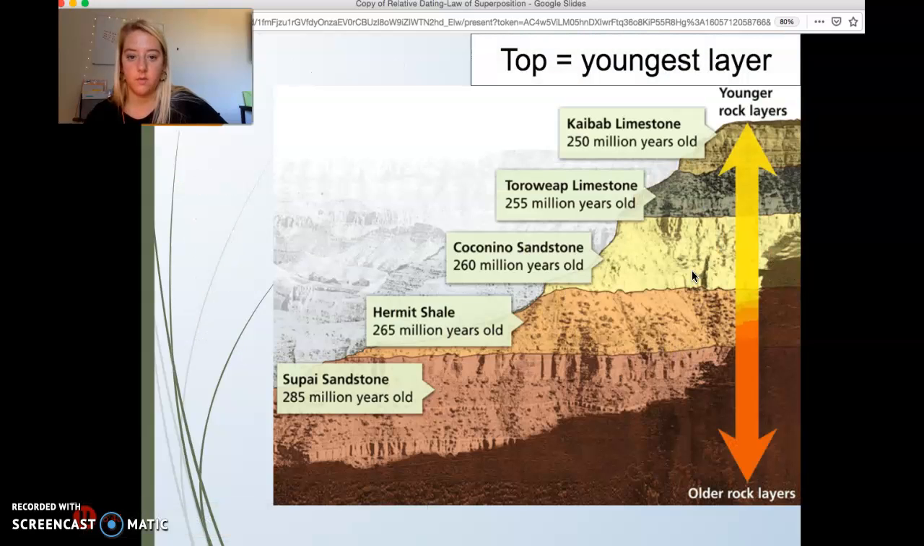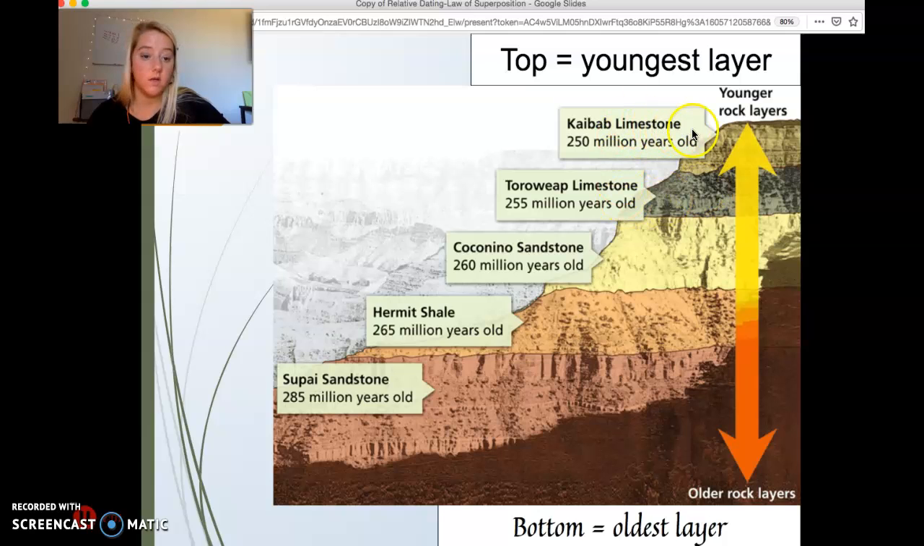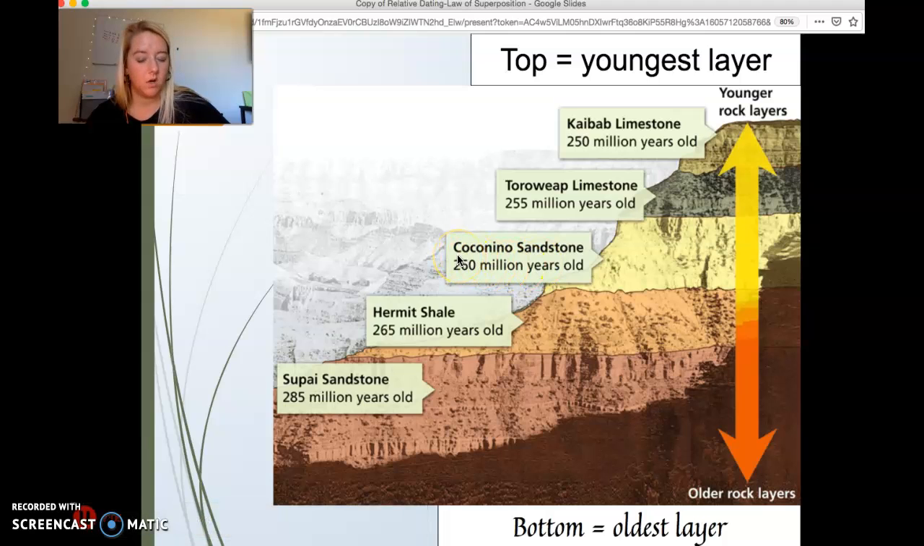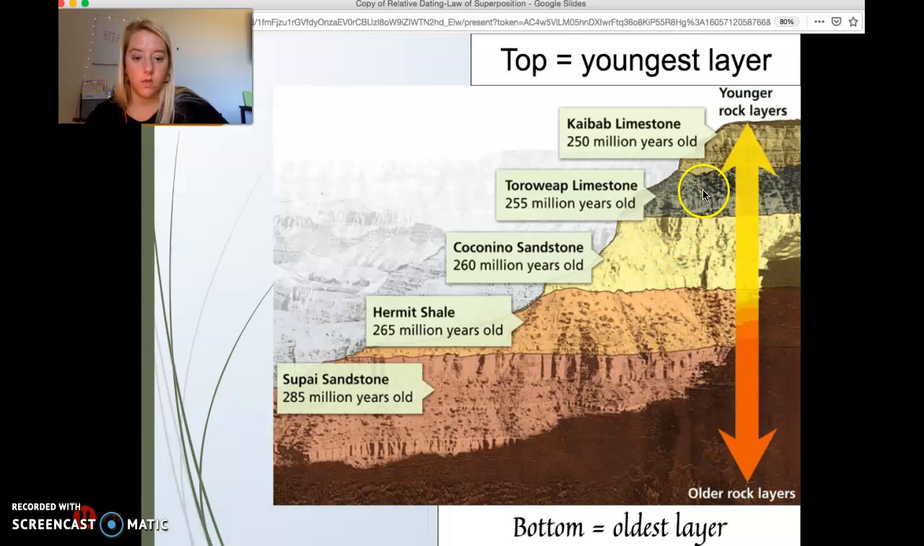Again, another example. The top layer is the youngest, the bottom layer is the oldest. This sandstone layer right here is older than all the layers on top of it, while this limestone layer right here is younger than all the rocks below it. If we picked a middle layer like this Coconino sandstone, this is younger than all the rocks below it, so your shale and your sandstone right here, but it is older than the two layers of limestone on top of it because it is lower in our layers. Again, that's the law of superposition.